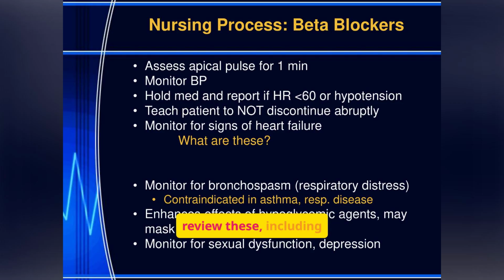We'll review these, including assessing apical pulse and monitoring blood pressure. Monitor for signs of heart failure: shortness of breath, weight gain, edema, and fatigue. Assess for depression or decreased libido. These are often underreported. Educate patients not to crush extended release forms and to rise slowly to prevent dizziness.